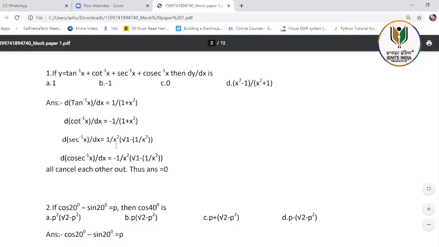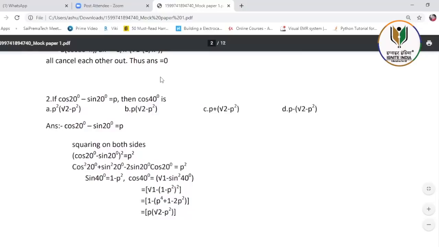Sec inverse x is 1 by x square into root of 1 minus 1 by x square. Cosec inverse x is the negative of sec inverse. So these both will cancel each other out. So you need not even solve it directly. If you know the formula, you can directly get the answer. This is 0.